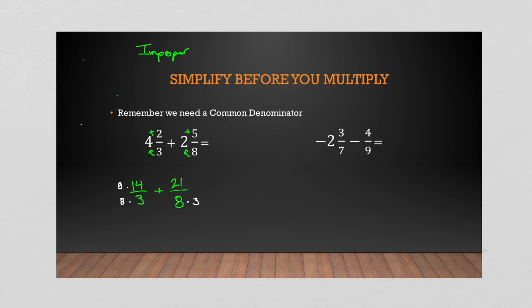So 14 times 8 and 21 times 3. Here's where you use your multiplication table if you're struggling with 14 times 8, 112, and 63. So it's 112 over 24 plus 63 over 24. So now we have common denominators, and we can add these things together. So 112 plus 63 is 175.